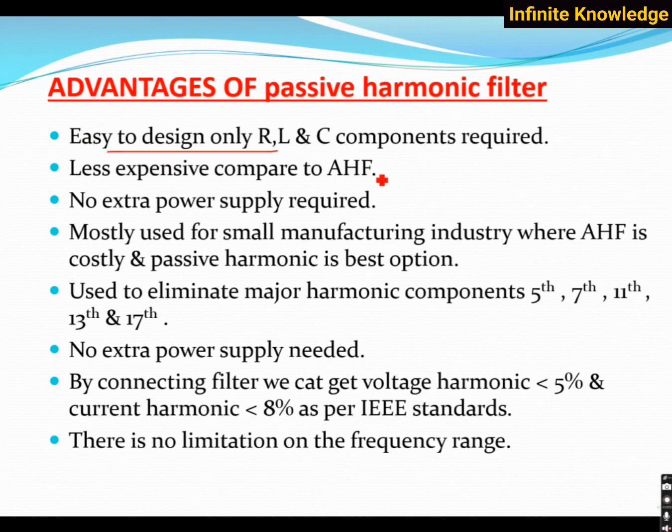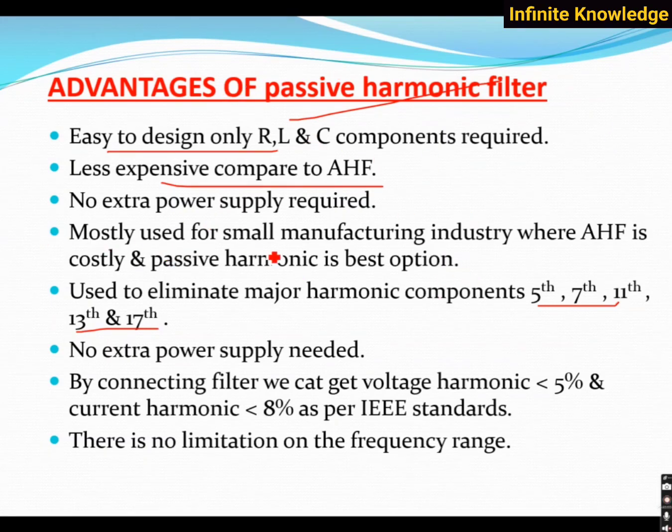Easy design. You can see a very easy, very crystal clear design. It is less expensive than the active harmonic filter, because an active harmonic filter requires power electronics components and is costlier than the passive harmonic filter. When there is a fifth harmonic, it is used to eliminate the major harmonic. You know the harmonics are fifth, seventh, 11th, 13th and 17th in the system. If you know that the fifth harmonic is the majority in my system and my load is constant, then you can use a passive harmonic filter.